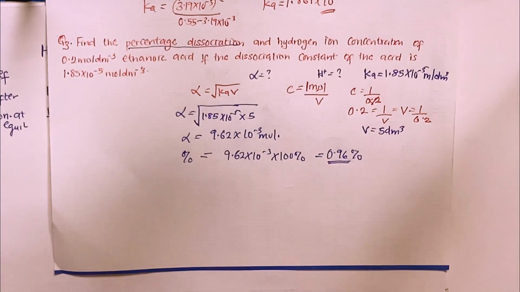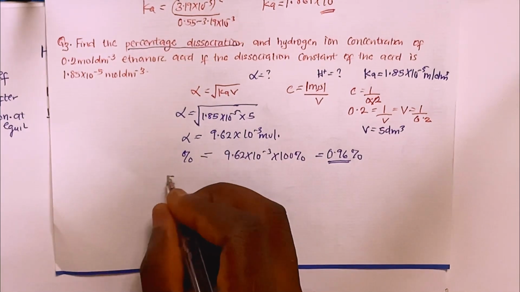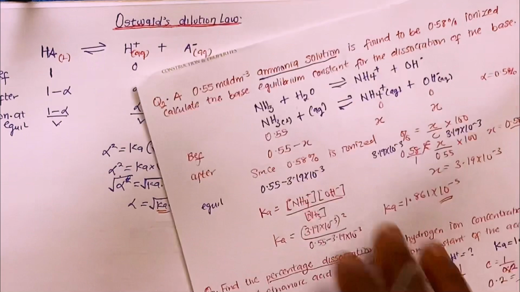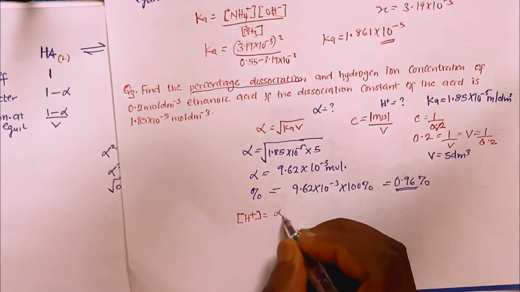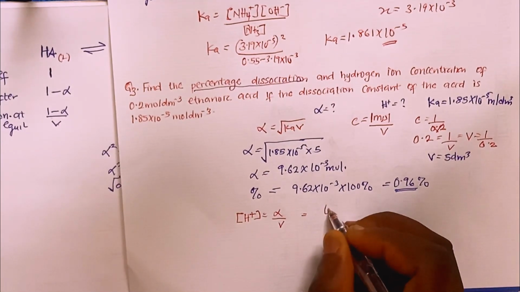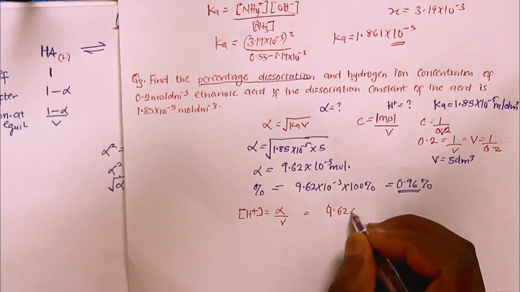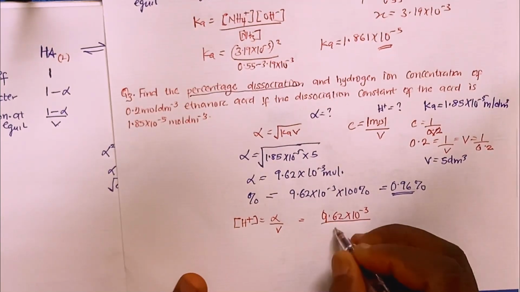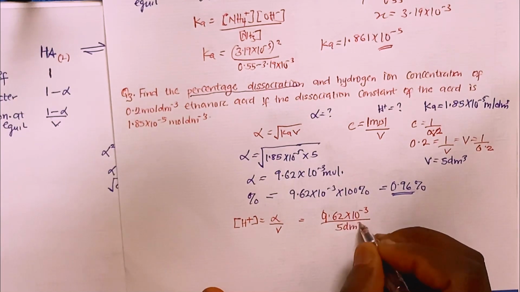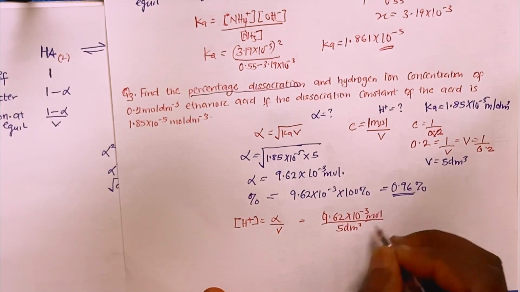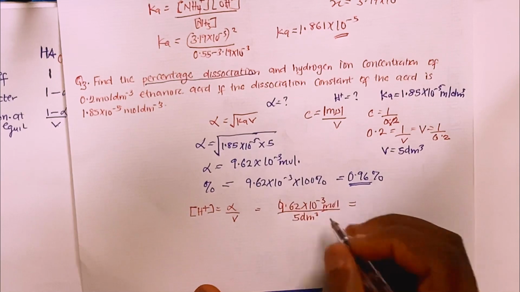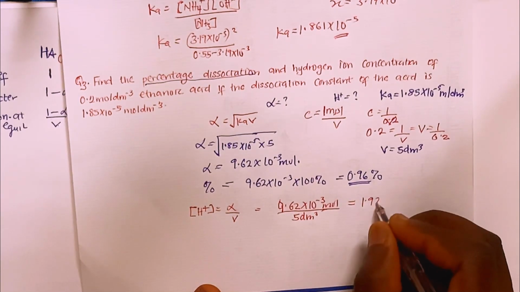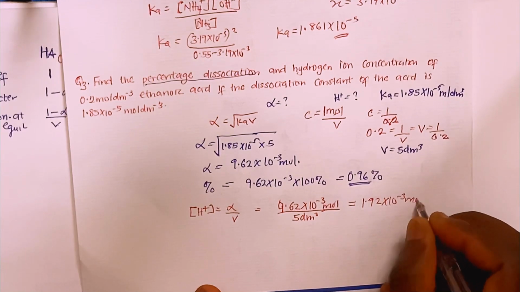The second case says I should calculate the hydrogen ion concentration. That is very simple. Using the same relation, my hydrogen ion concentration equals alpha over V, which is 9.62 times 10 to the power minus 3 divided by V. My V is 5 dm³. So the concentration of hydrogen ion is 1.92 times 10 to the power minus 3 mole per dm³.